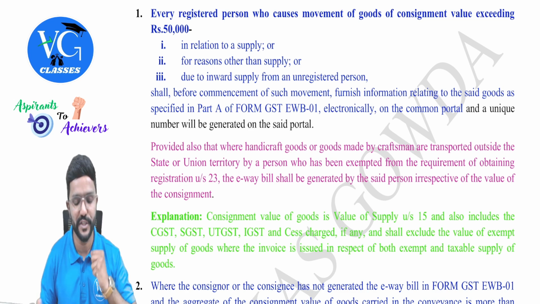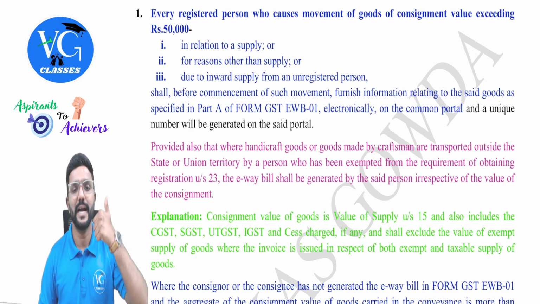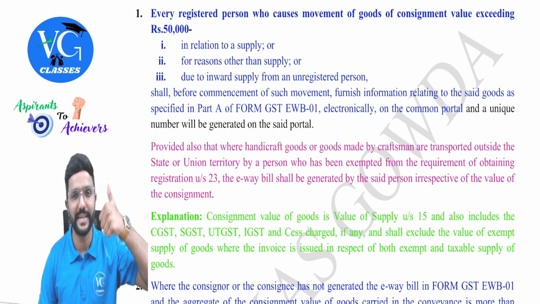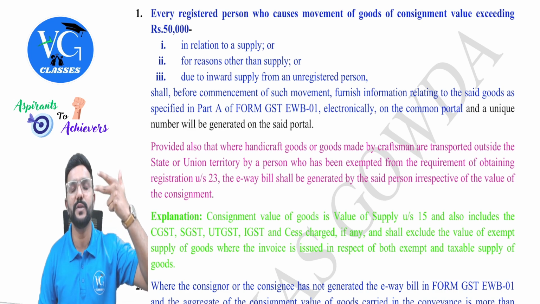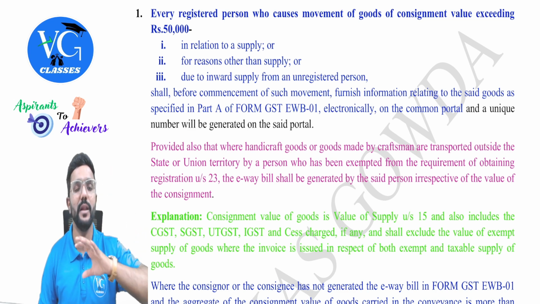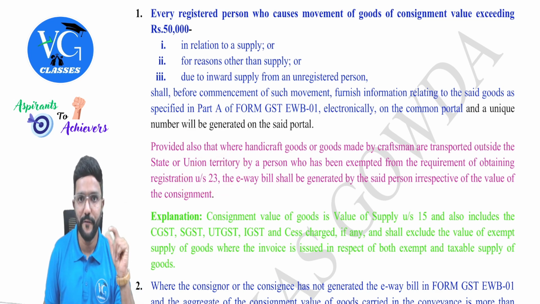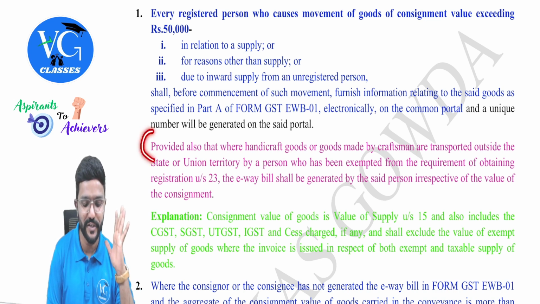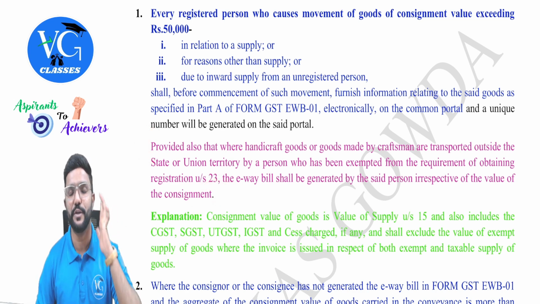Where is it given this provision? In section 23. Okay, but it is subject to conditions. What are those conditions, sir? The aggregate turnover should be within 20 lakh or 10 lakh, and the person should be having his PAN, and they have to generate e-way bill for the movement of goods. And for generation of e-way bill, in this case, the consignment value doesn't matter. If you want, you can go back to the registration chapter under section 23. This provision is there, guys. So you can just try to recall.